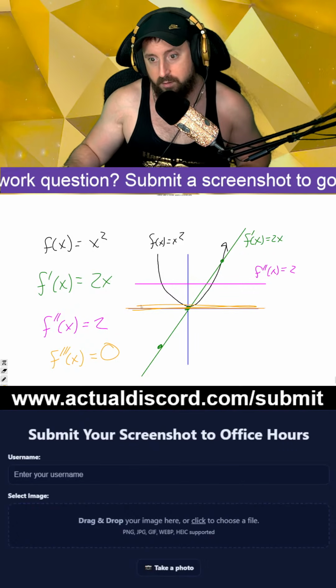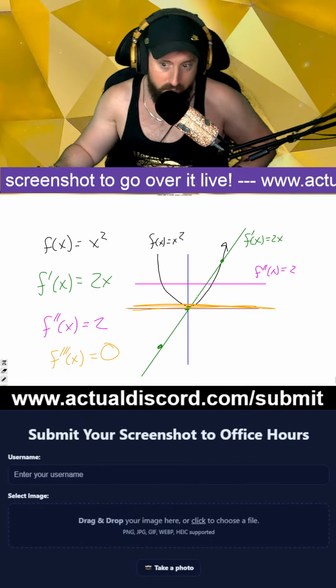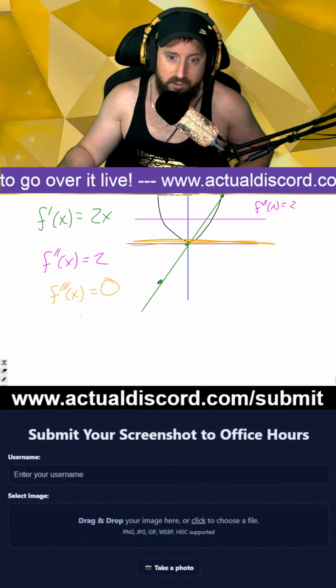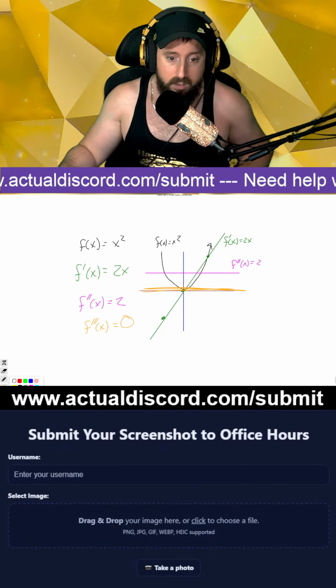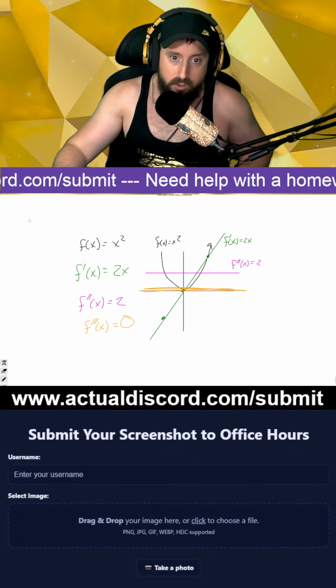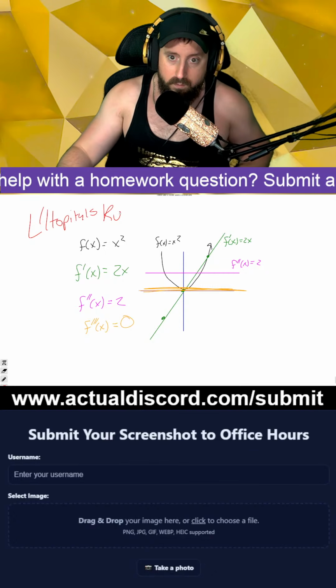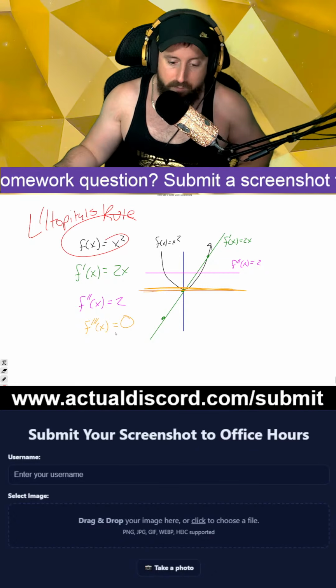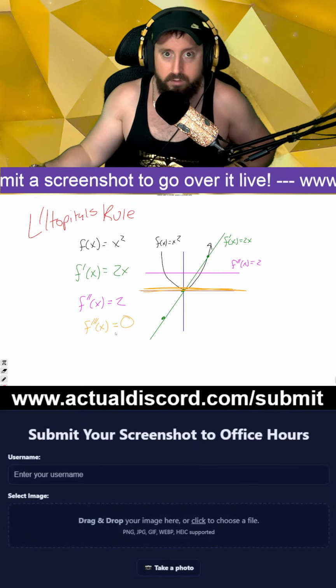And that's why you eventually just get a flat line, right? The slope of a flat line is just 0. And then all the derivatives after this just keep becoming 0. This concept comes up a lot when you eventually start doing L'Hopital's rule. You keep taking derivatives until you kill one off, and then you have one surviving. Yeah, you get it?